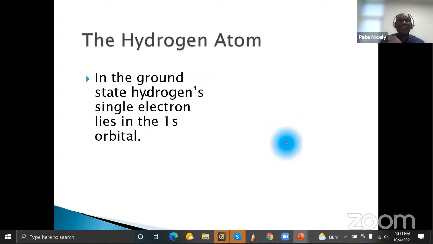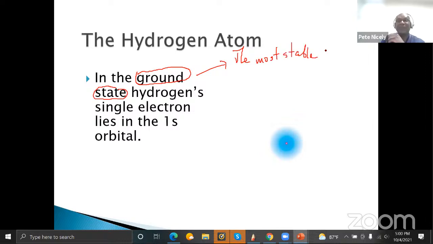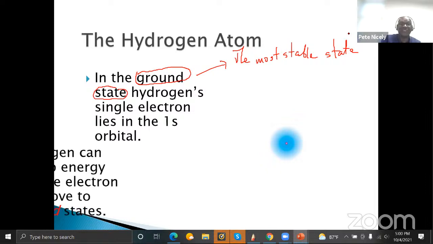So the ground state, let me circle the expression, the ground state is the most stable state. Whenever you see that term, that's what it means. And then later on, we're going to learn about the excited state, which is not the ground state. So in the case of the hydrogen atom, the ground state of the electron in that atom would be in the 1s orbital, all right?